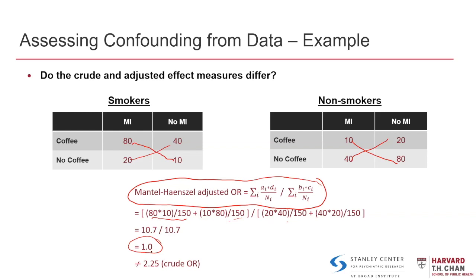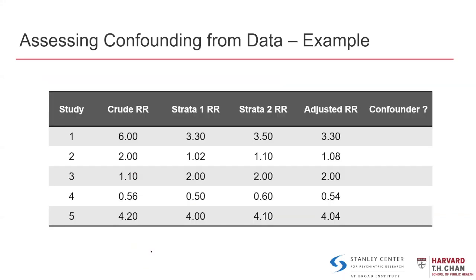So we've satisfied all the criteria. There is a strong association between the exposure, coffee consumption, and the confounder, which is smoking. We also established a strong relationship between the confounder, smoking, and MI. We also have seen that the crude and the stratum-specific effects are different. Finally, we have seen that the crude and the adjusted effect measures are different. On the basis of this, we can say that smoking is a confounder in the relationship between coffee consumption and MI.